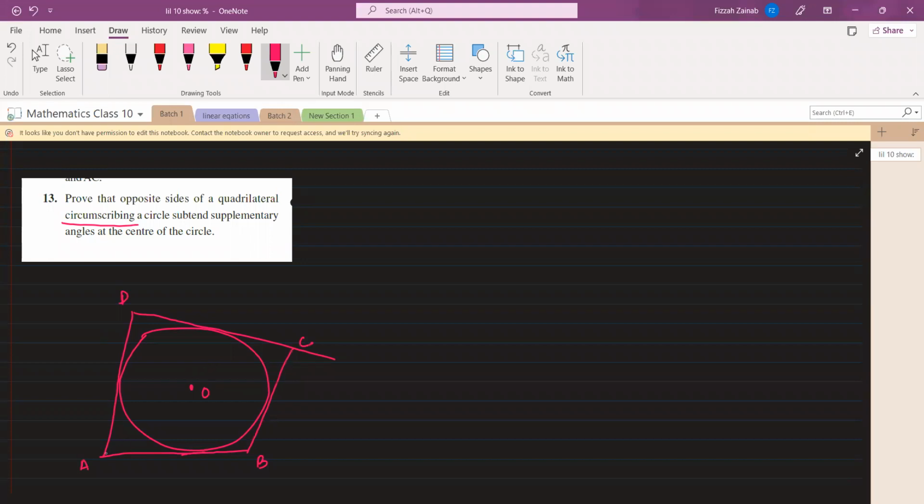Now, what are the opposite sides? One side, let's say AB, and the other side is CD, right? The angle subtended by AB at the center is this angle, if you join this and this. So this is the angle they're talking about. Is that clear? Now, the opposite side CD is subtending this angle at the center. Now, you have to show that these two angles are supplementary. That means the sum is 180 degrees. Is that okay?